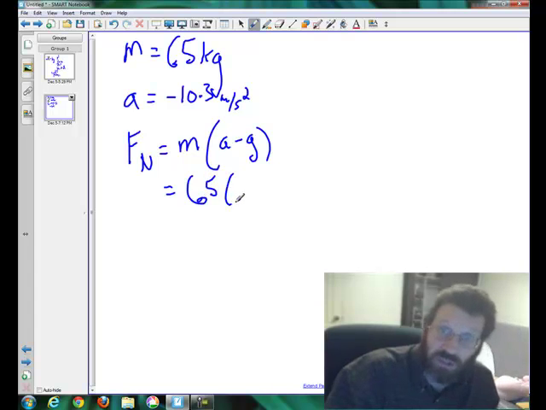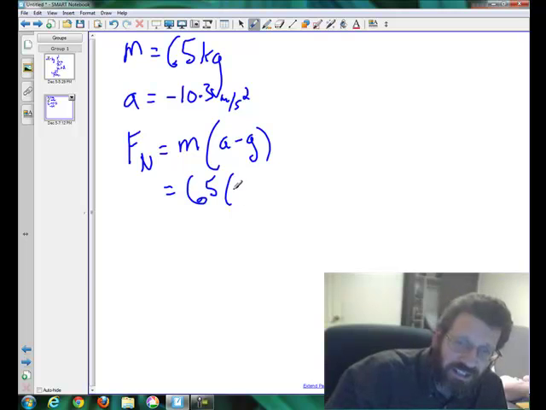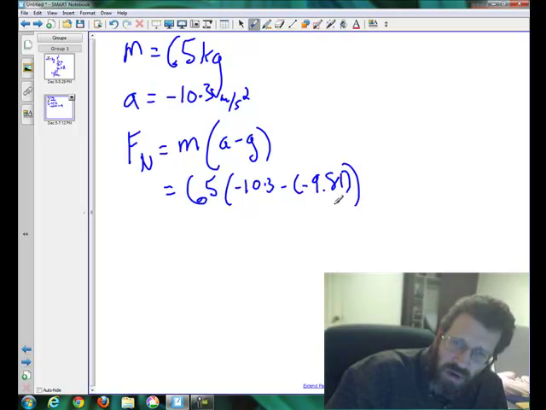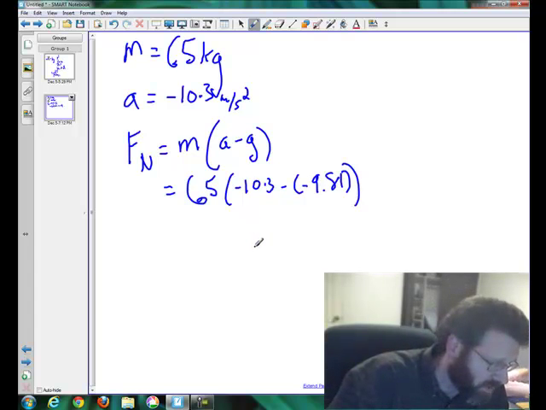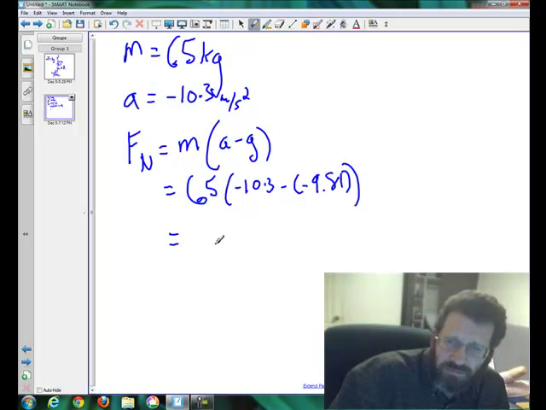Wow, this is tough to look at the screen and write down here. And the acceleration we had was a minus 10.3, and then we were subtracting the force of gravity, 9.81. Because we're subtracting a negative number, we're going to end up adding it. So you're going to end up multiplying 65 by what will be minus whatever the difference is here.